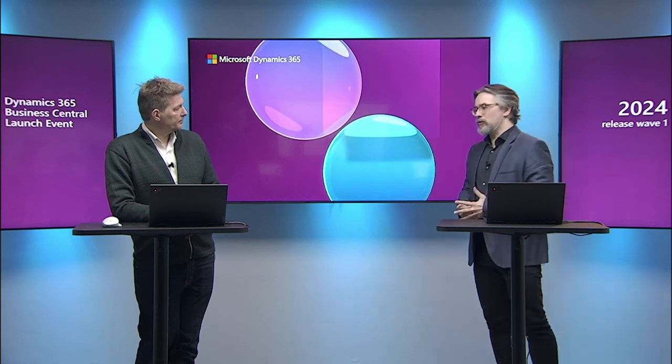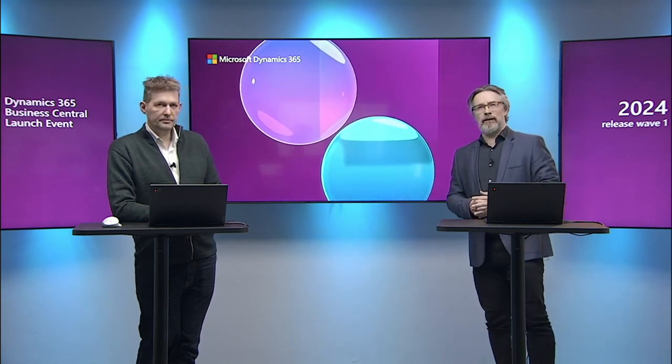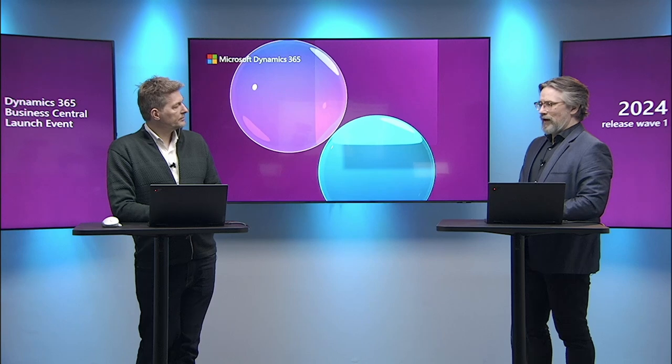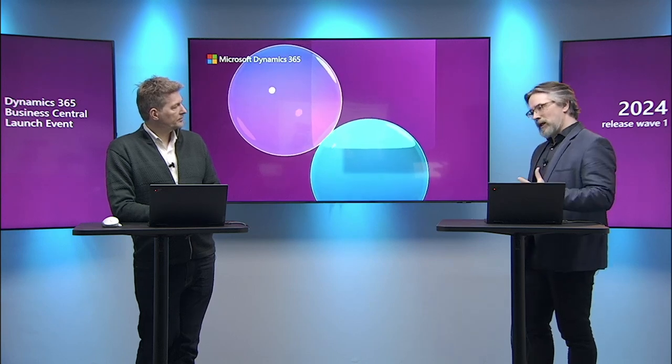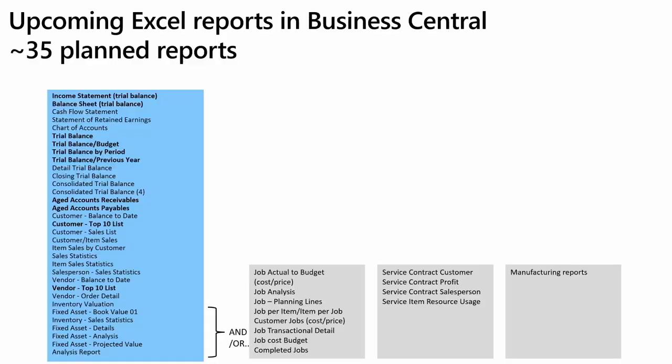So when we set out to do the Excel report, we had a list of, I think it was 35 reports. And then when you start looking at it, some other reports look similar, so you include them in the list. In this release, in the first wave, April wave, we have released 8 reports, the trial balances and payables and receivables and the top reports.